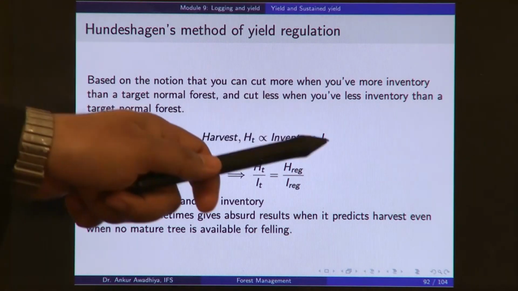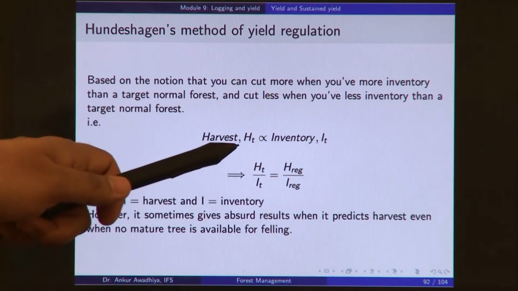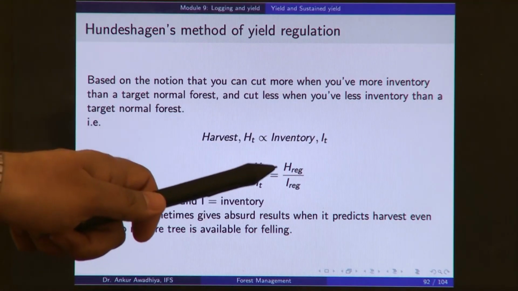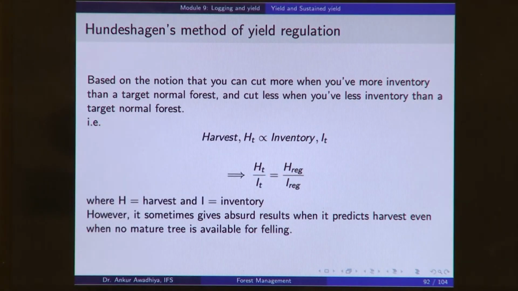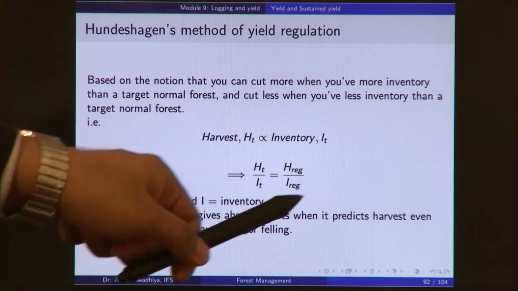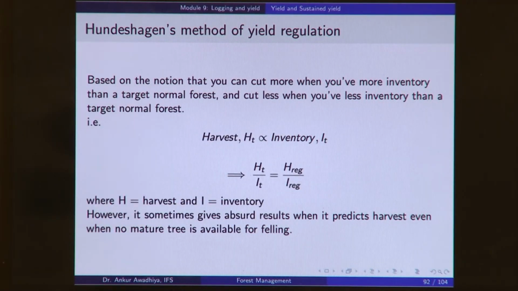So, H is proportional to I, which means that H_t by I_t is equal to H of a regular forest divided by I of a regular forest. So, H is the harvest, I is the inventory. This is what it says: H divided by I should be a constant, and how do you get to this constant? Through, say, numerical computations or through setting up of a research plot.